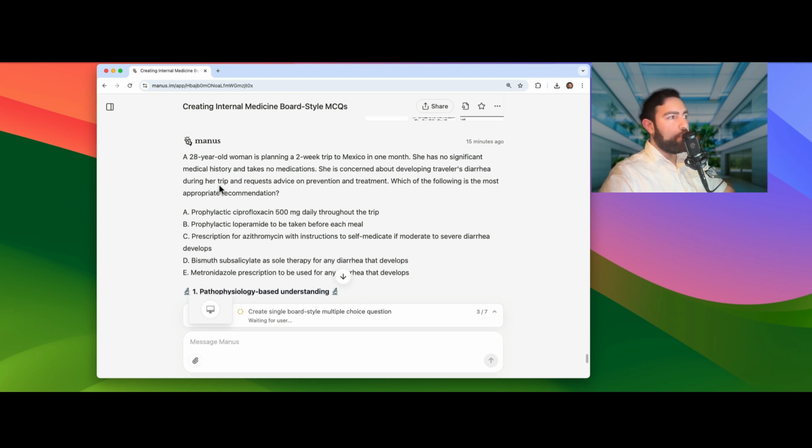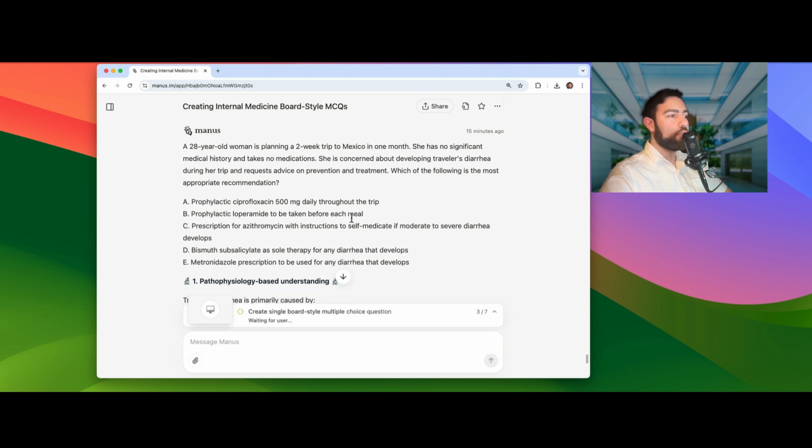Okay. So this is a 28-year-old woman. She's planning a 2-week trip to Mexico in 1 month. She has no significant medical history and takes no medication. She is concerned about developing traveler's diarrhea during her trip, and she requests advice on prevention and treatment. Which of the following is the most appropriate recommendation? So basically, they're asking you what the prophylactic antibiotics are, if indicated, for a patient going on a 2-week trip to Mexico. Go ahead and pause the video right here, pick your answer, and we're going to go through the options together.